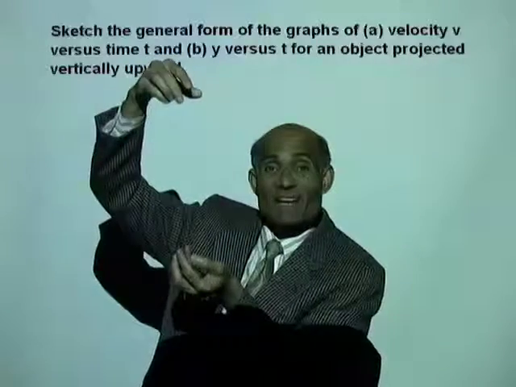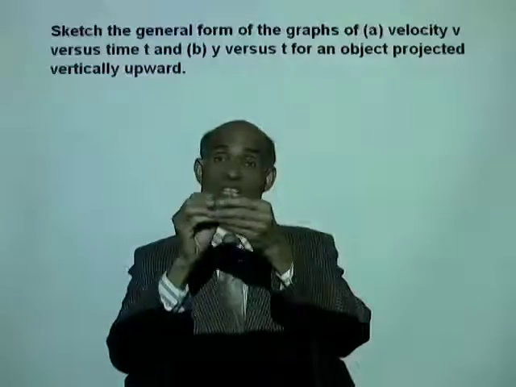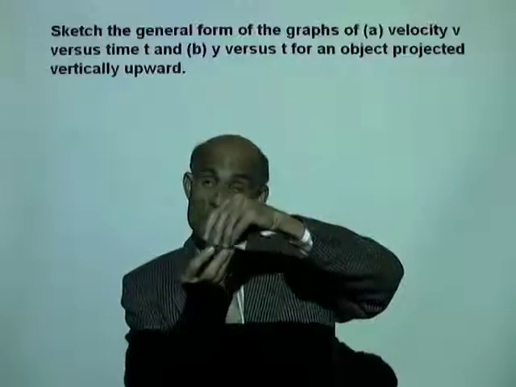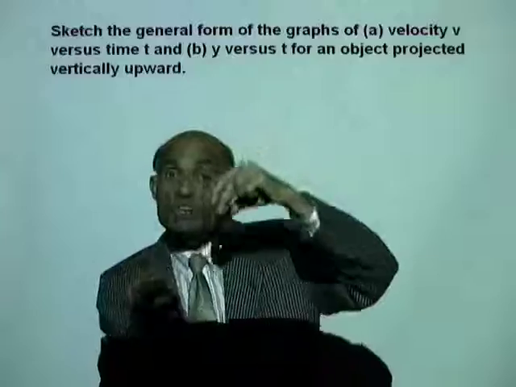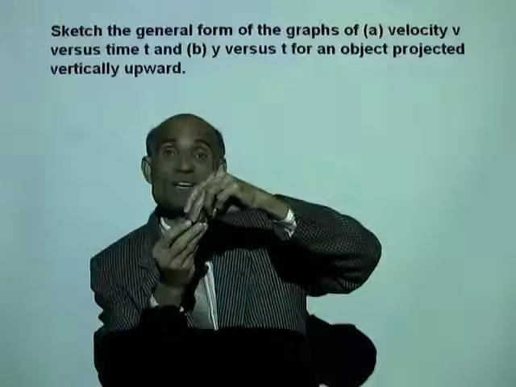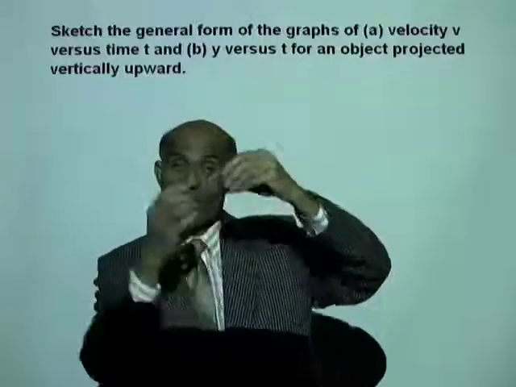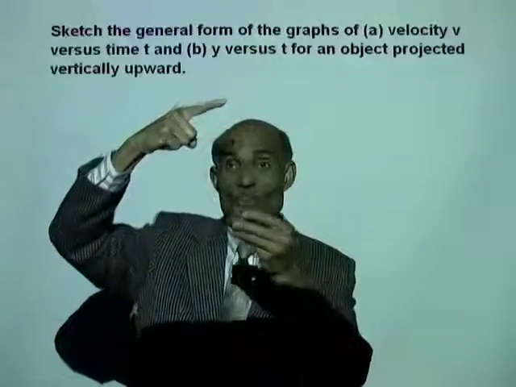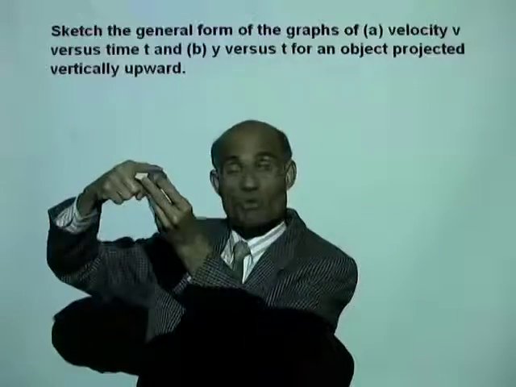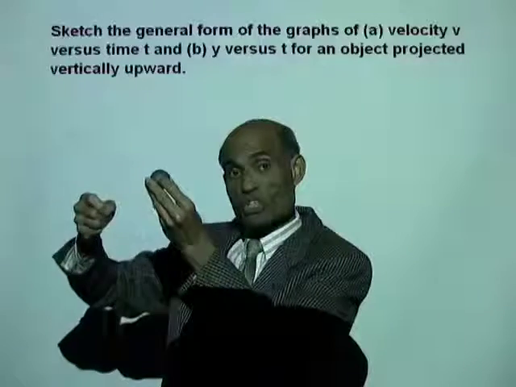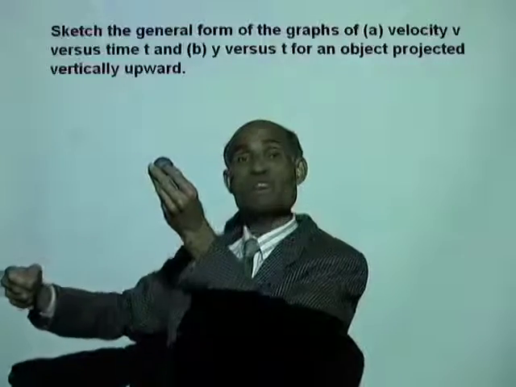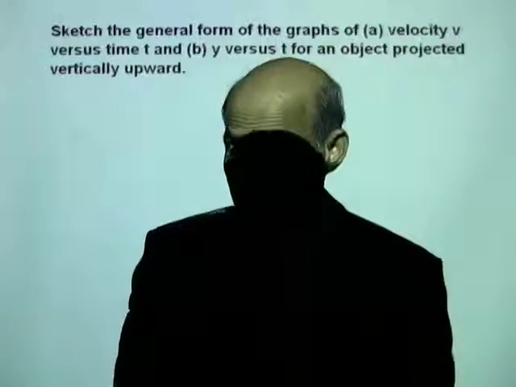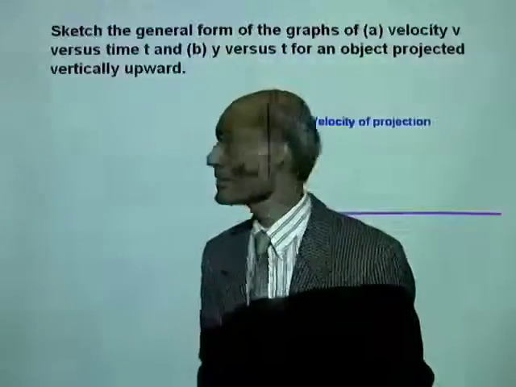You see that? So the velocity starts at a high value. In order to make it go up, you've got to give it a high velocity. So the initial velocity is a large velocity. And with time, the velocity decreases to 0. And then the velocity goes in the negative direction. Is that right? That is how the velocity changes with time.